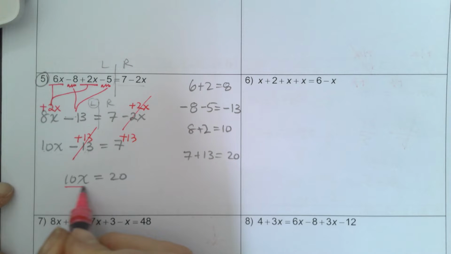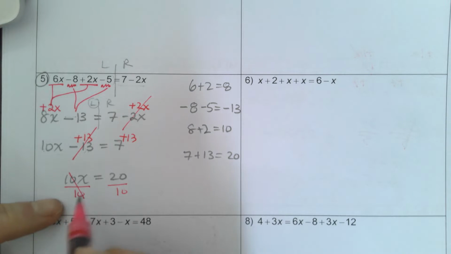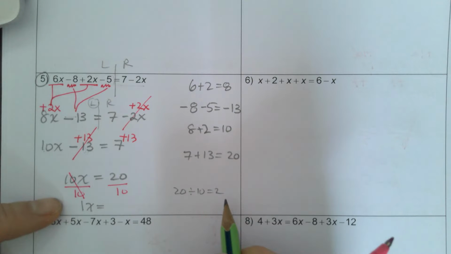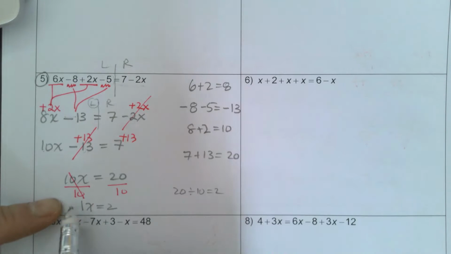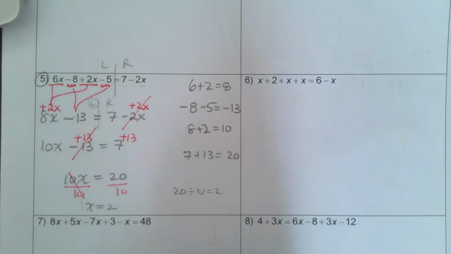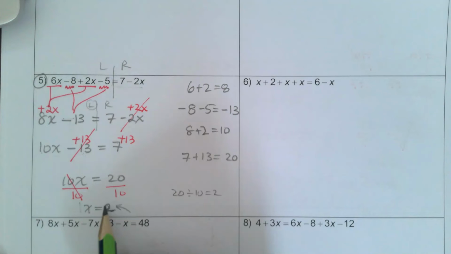Now x wants to be alone, so I put same over same. That's 1. So that becomes 1x equals 2. So I can erase the 1, I don't need to have the 1 there. I can just go x equals 2. So the solution is 2. Okay, let's look at question 8.